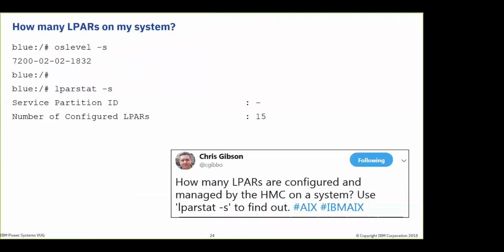Now, AIX, what a wonderful operating system. IBM don't spend enough money marketing it, in my humble opinion, but it is a lovely operating system. This is something which Chris Gibson pointed out. This is new in AIX 7.2 Technology Level 2 service pack. lparstat -s now gives you the name of the service partition of the machine, if there is one. In this case there isn't, and also the number of LPARs which are configured. So that was a useful little addition to that version of the operating system. Chris Gibson is a great resource as well. I would advise you to follow him on Twitter, and also keep track of his blog. More details on that coming up.